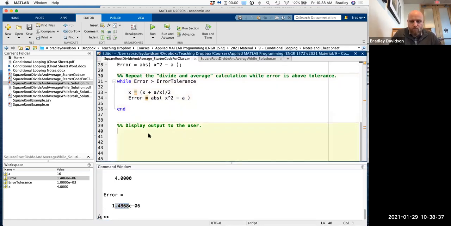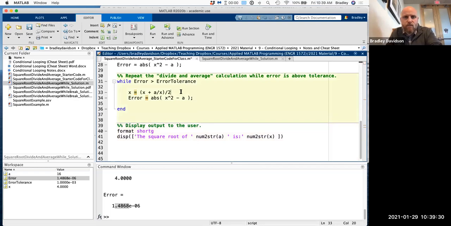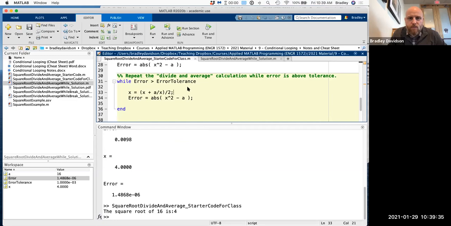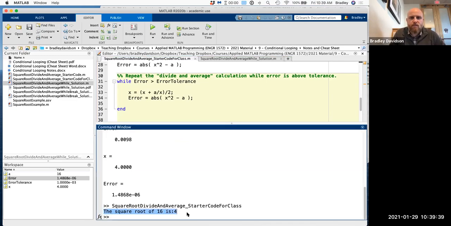And then the next part, of course, we want to display it to the user, as we do in all of our situations. So do your format short G, and then let's do something like display, and then we'll create our string in here that says square root of, remember the num to string command. So the square root of, that'll put 16 in there, is, and then num to string of x. So that'll be our final x at the end. I'm going to suppress these outputs again. And hopefully, yeah, so now we get the square root of 16 is 4.